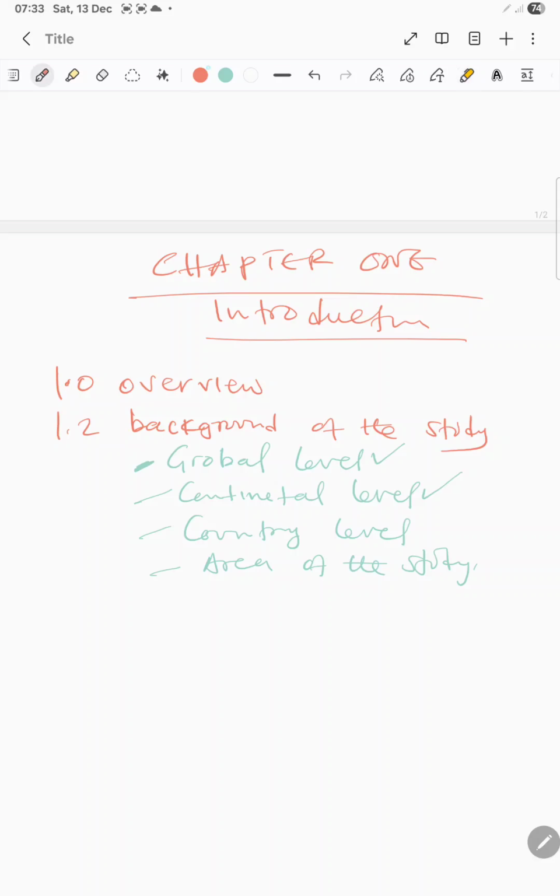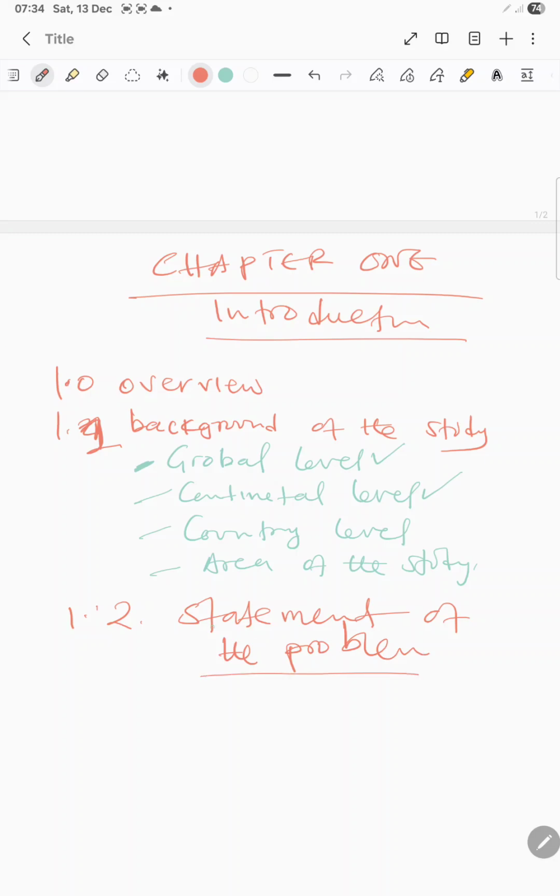All right. Apart from the background of the study, this is 1.1, I mean. So this is 1.1. We go to 1.2, which is called the statement of the problem. So we have what we call the statement of the problem.